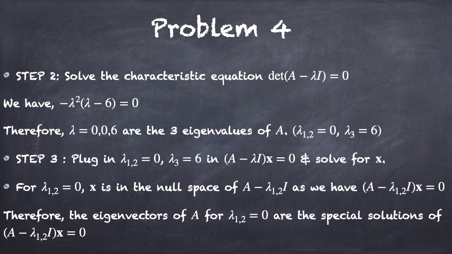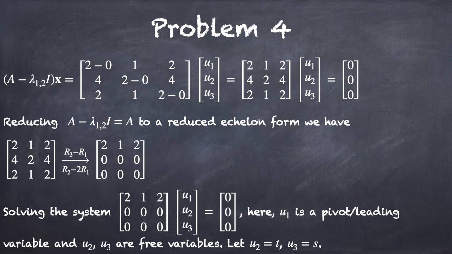So this is just like the earlier problem, but this time it's a 3 by 3 matrix. As lambda 1,2 is 0, we just plug in 0 in place of lambda, and we get the same matrix, which is the matrix A, because the eigenvalue is 0 in this case. Now we follow the procedure to find the special solutions. We do the operation row 3 minus row 1 and row 2 minus twice row 1, and we see that we only have one pivot variable and the other two are free. So we take u1 as the pivot or leading variable and u2 and u3 as the free variables.